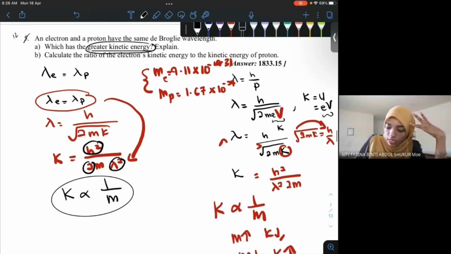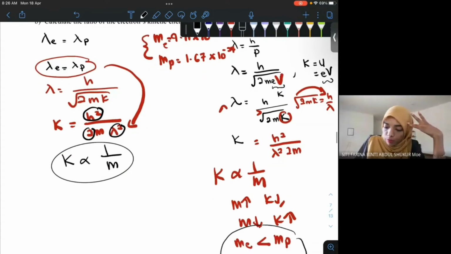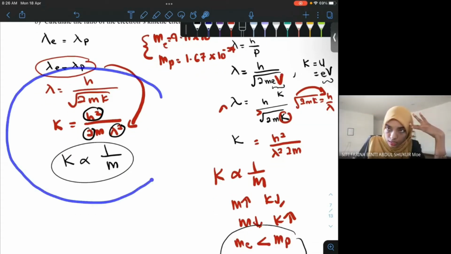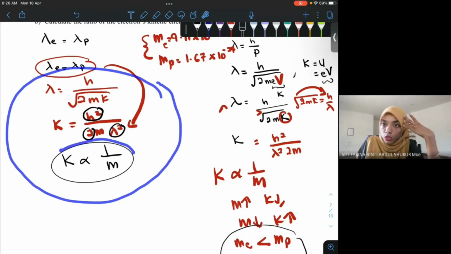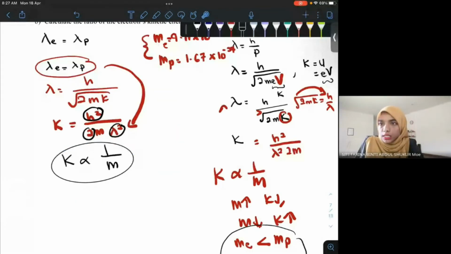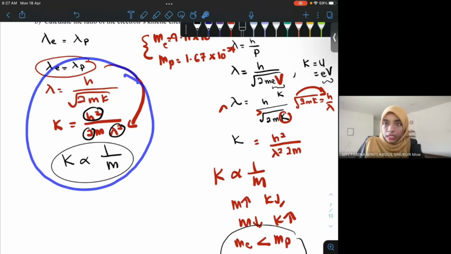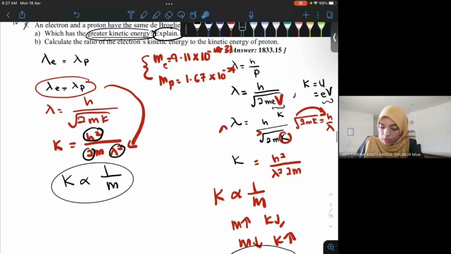Kalau kamu tengok dia suruh explain. Explanation kamu adalah this equation basically. Dan relationship yang kamu tunjuk iaitu K is inversely proportional to your M. These are your explanation. Untuk physics kita tak perlu, it is not necessary to write in sentence. You can show by this equation dekat sini.